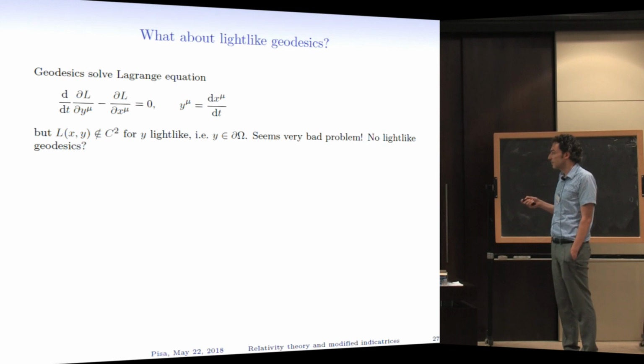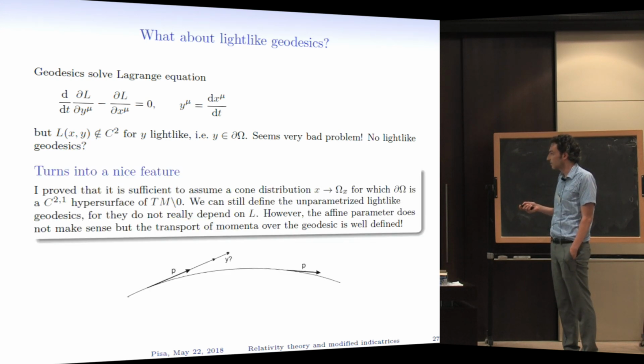Now, what about lightlike geodesics? For lightlike geodesics of this equation, you need a C2 condition at the boundary here. Well, this could be a problem because if you calculate the function L for an affine sphere, this could be non-C2 at the boundary. In general, it is not C2 at the boundary. It is C1, not C2. But this seems a bad problem, but in fact it is not so.